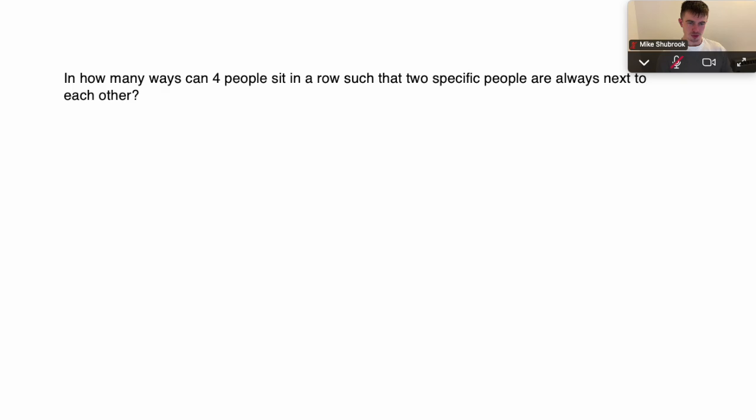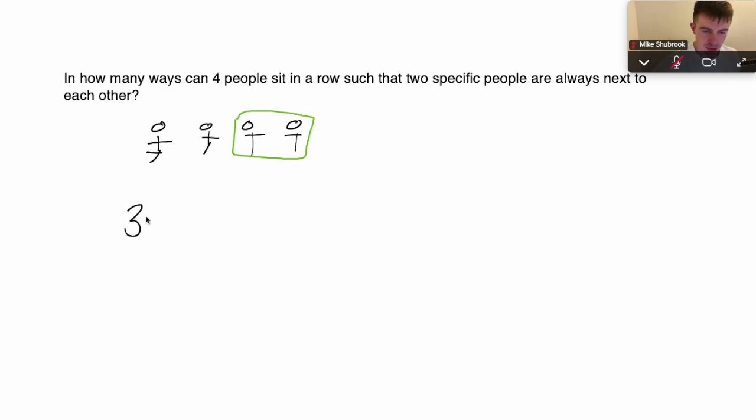How many ways can 4 people sit in a row such that 2 specific people are always next to each other? Again, we do the same thing. We treat 2 of these people as a single unit, and then we find the number of ways of rearranging this new number of units. So we treat these 2 people as a single unit. We now have 3 units that we need to shuffle, so the answer is 3 factorial. But then for each one of these arrangements, these 2 people can swap seats, so we multiply by 2 factorial as well.